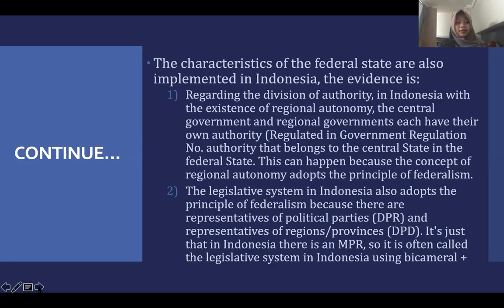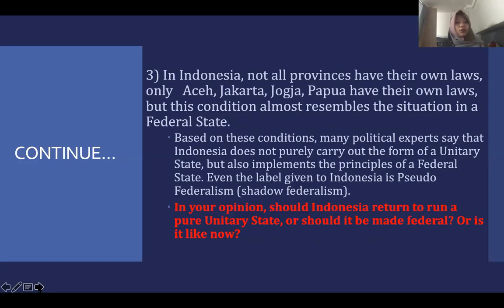That's the difference. And then the third one: in Indonesia, not all provinces have their own laws. Only Aceh, Jakarta, Yogyakarta, and Papua have their own laws. But this condition almost resembles the situation in a federal state. Why do Aceh, Jakarta, Jogja, and Papua have their own laws? Because they have special status. Aceh is called a special province, Jakarta because it is the capital city, Yogyakarta because we have the kingdom, and then Papua.